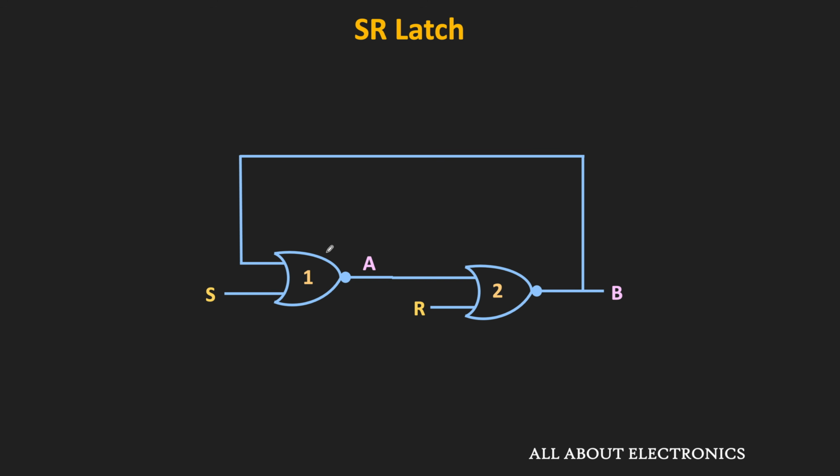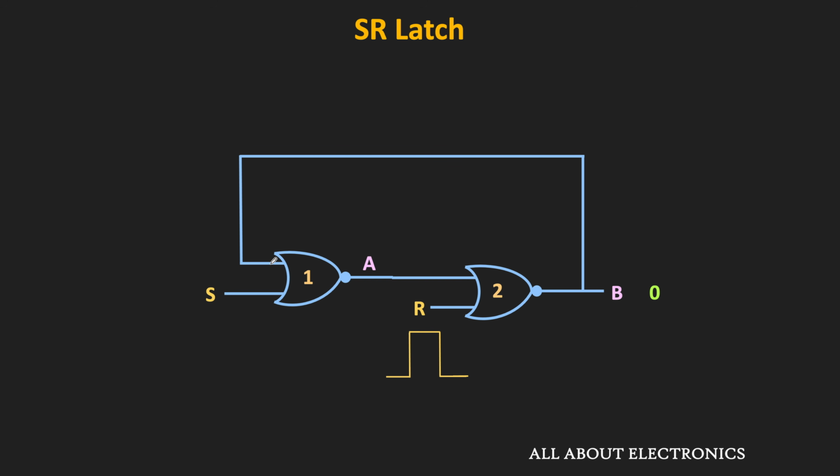As you can see, the output of one NOR gate is connected to the input of the second NOR gate. And the output of the second NOR gate is once again connected to the input of the first NOR gate. So in this circuit, when this S input becomes high, then the output of this circuit also becomes high. And in this way, this circuit stores binary 1. Similarly, when this R becomes high momentarily, then the output of this circuit becomes low. And in this way, this circuit stores binary 0.